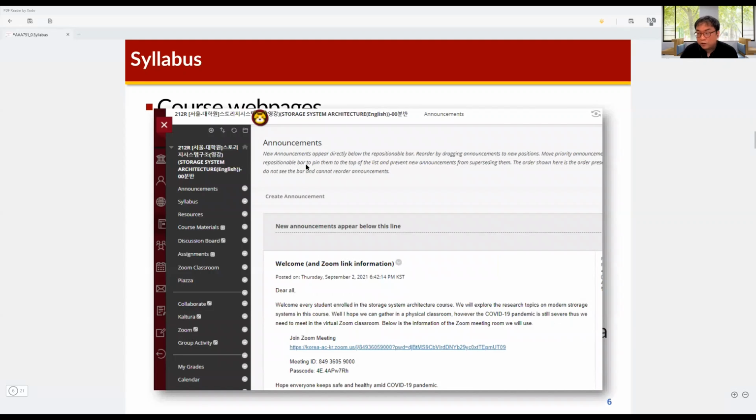So I captured the Blackboard here, and you can find the Zoom classroom here. If you click this link, you can enter the Zoom classroom. I also made a link for Piazza here. If you click on this Piazza, then you can go to the Piazza, and there is a resource tab of the Piazza.